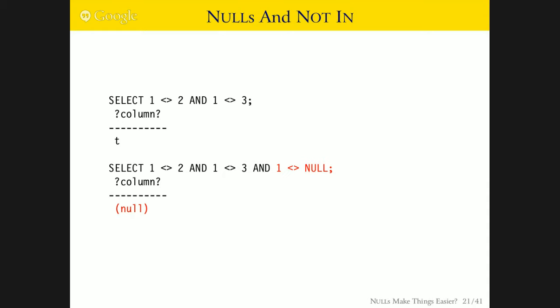A little more interesting. This gets a lot of people. Nulls and not in, and this is just an illustration. So 1 is not equal to 2, and 1 is not equal to 3. That's true. Okay. 1 is not equal to 2, and 1 is not equal to 3, and 1 is not equal to null. It's not true. It's not false. It's null. We don't know. When you see that, it looks pretty easy to understand.